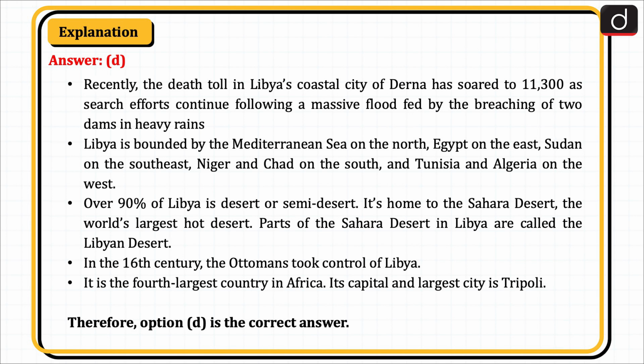Over 90% of Libya is desert or semi-desert. It's home to the Sahara Desert, the world's largest hot desert. Parts of the Sahara Desert in Libya are called the Libyan Desert. In the 16th century, the Ottomans took control of Libya. It is the fourth largest country in Africa and its capital and largest city is Tripoli. Therefore, option D is the correct answer.